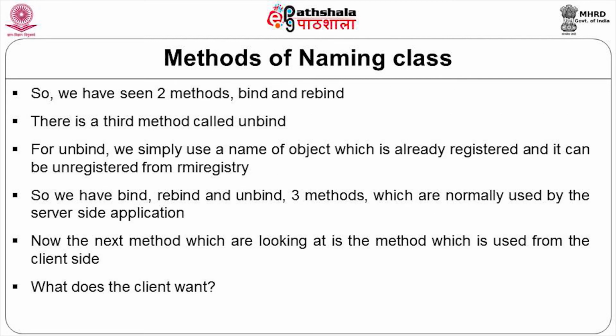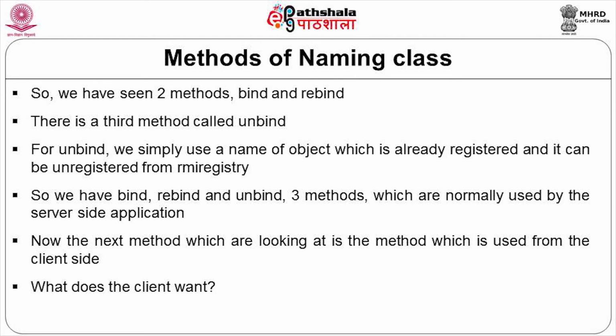There's a third method called unbind. For unbind, you simply give the name which you have used. So some object which was already registered by a particular name can then be unregistered from the RMI registry. So you have bind, rebind, unbind, three methods which are normally used by the server side application.